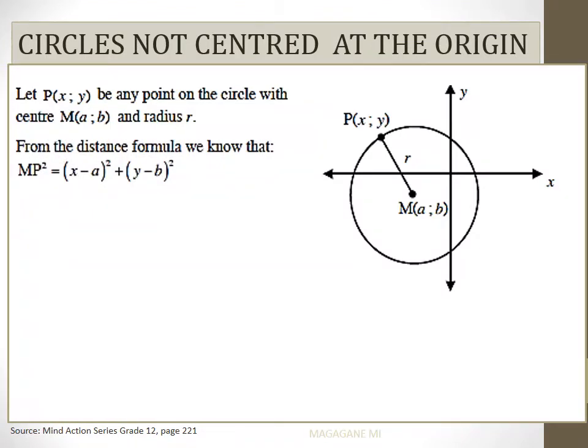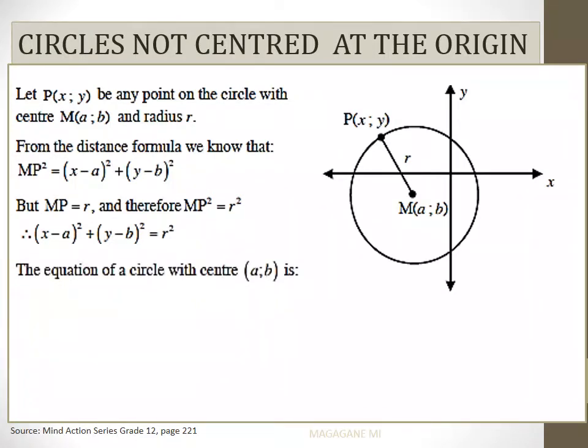So using the distance formula, like we did in lesson 1, we can see that MP squared equals X minus A all squared plus Y minus B all squared. And we know that MP equals R. Therefore, MP squared equals R squared. Therefore, X minus A all squared plus Y minus B all squared equals R squared. So this is our formula or equation for the circle centered not at the origin. So the equation of a circle with center A, B is x minus a all squared plus y minus b all squared equals r squared.